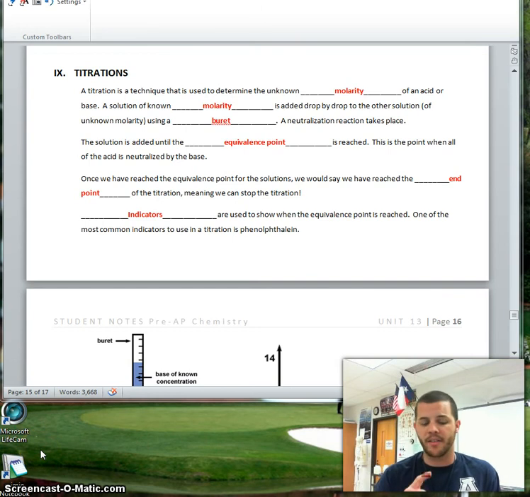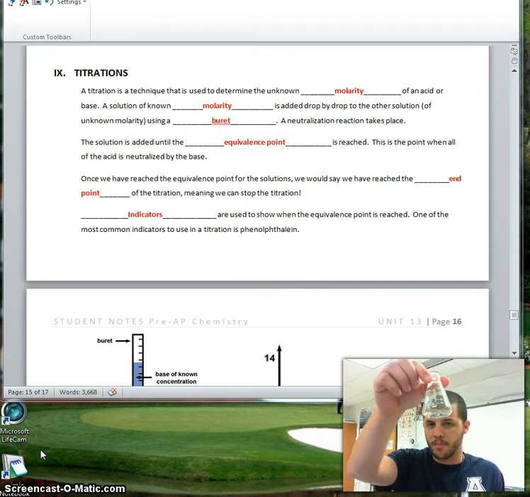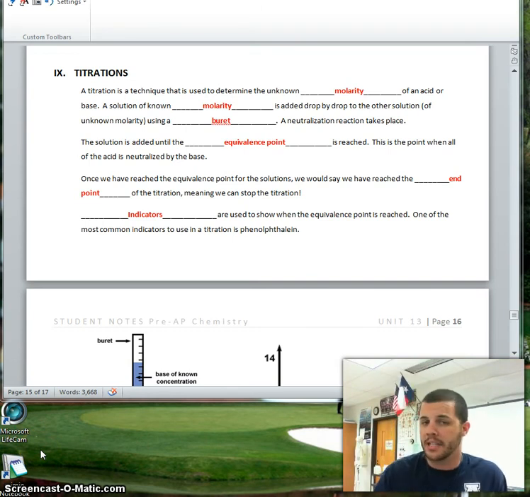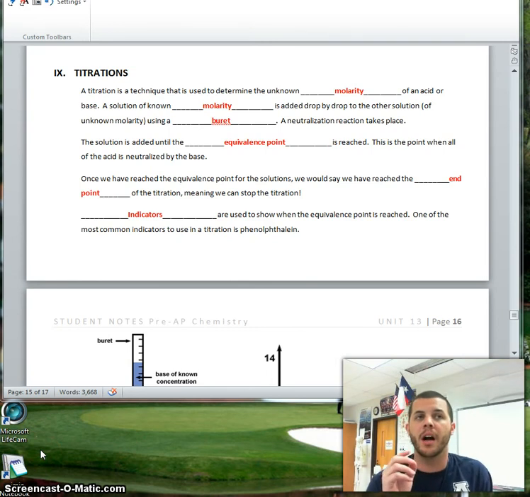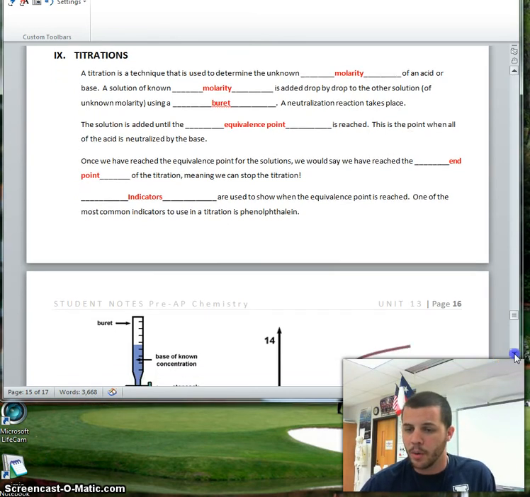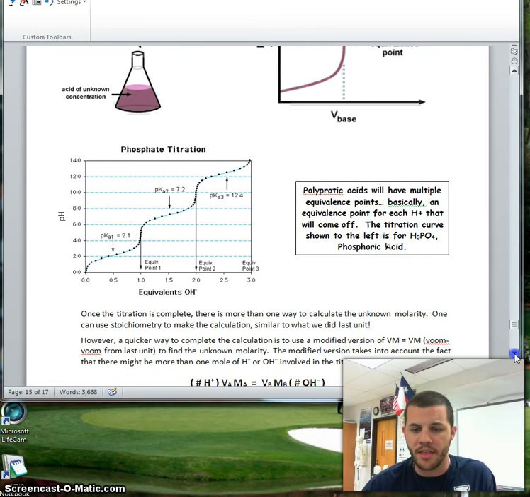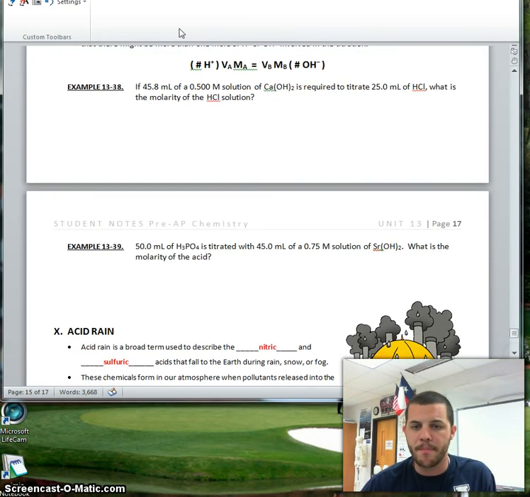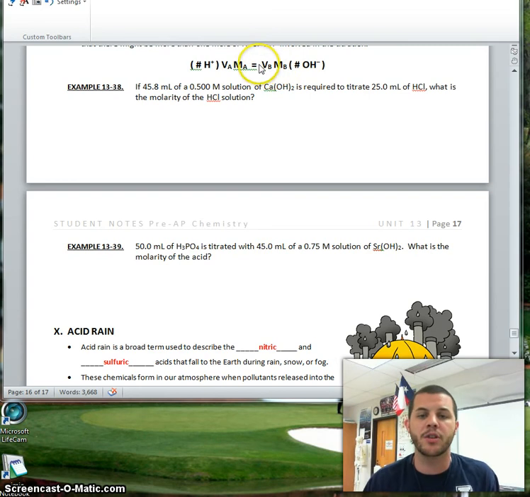So now we have our unknown molarity. We have the volume of our acid. We know what acid we were using. We have our molarity of our base, our volume of our base, and we know what base we were using. So when we have all of that information, we can plug it into this formula, which is a modified form of our Voom-Voom equation. The number of hydrogens times the volume of the acid times the molarity of the acid equals the number of hydroxide ions times the volume of the base times the molarity of the base.